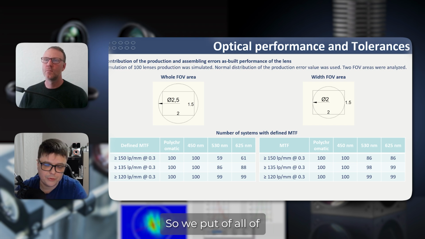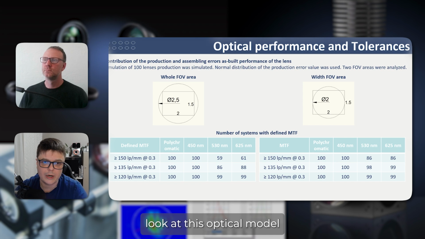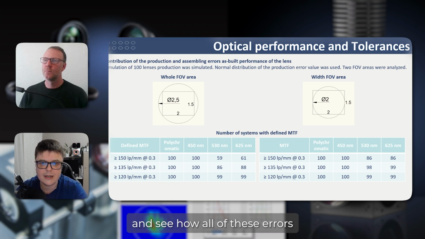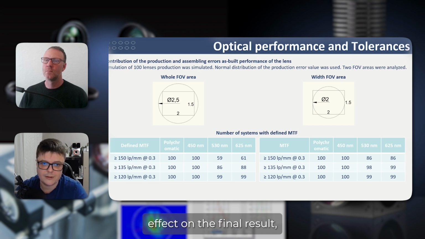So we put all of the defined tolerances into the program and allow the program to choose these errors for the lens assembly and put all of these errors into one optical model, and then we can look at this optical model and see how all of these errors that the program put here affect the final result: the optical quality, the shift of the field of view, the resolution, the distortion, and all of these things that we can measure or the client may need to provide in the optical system.